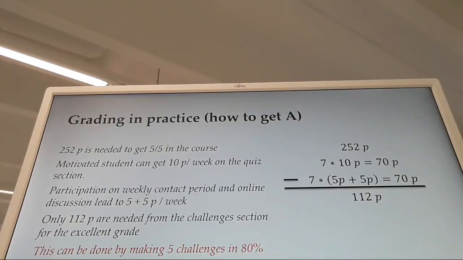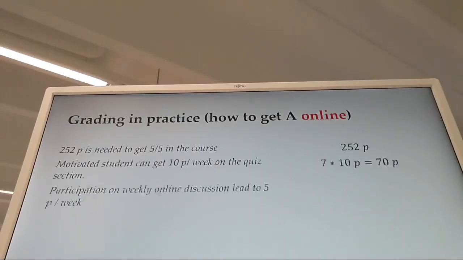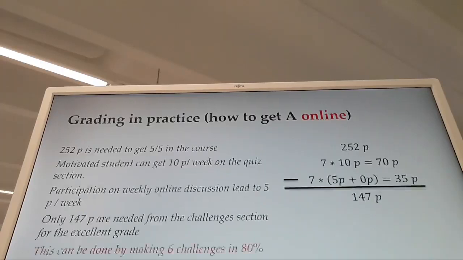Okay. And then, for those students that are not participating in the weekly meetings, it's a little bit more challenging, but even for them, they only have to make 6 challenges with 80% accuracy. So this is quite an easy way to get the grade.